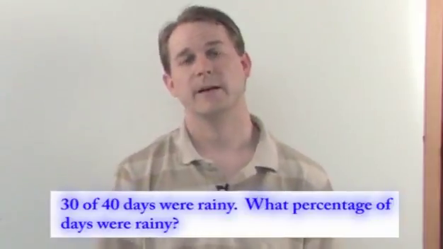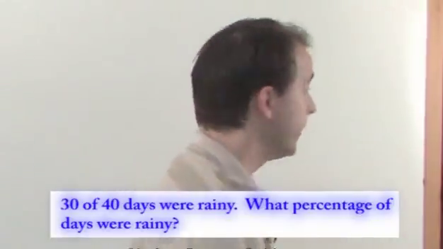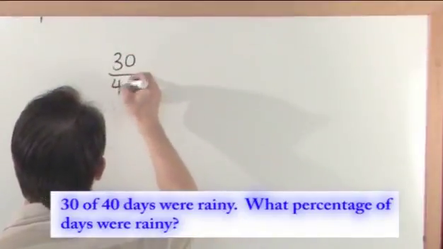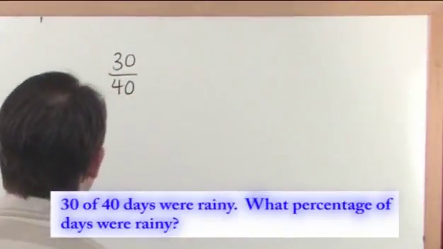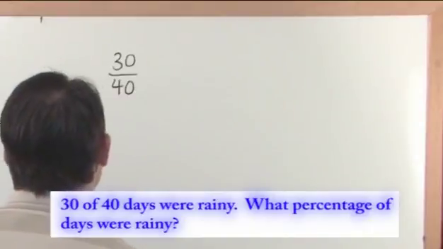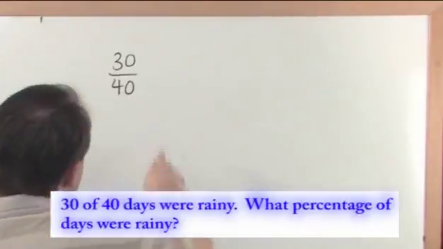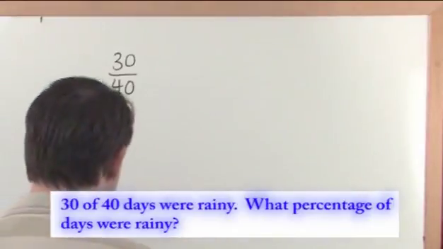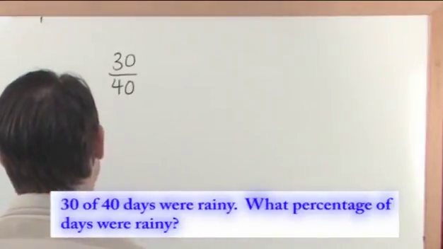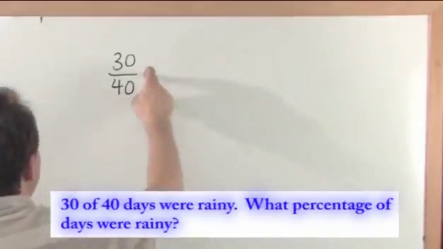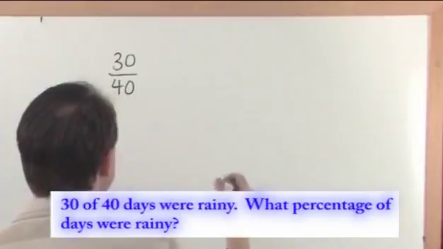We have only 40 days. So how do we do it? Well, we know that 30 out of 40 days were rainy. 30 out of 40. It would be nice if I could multiply this fraction by something over something that would give me 100 on the bottom, but there is no good number, because 40 times 2 is 80, and 40 times 3 is 120. So I can't really do that. So I need to actually do this division.